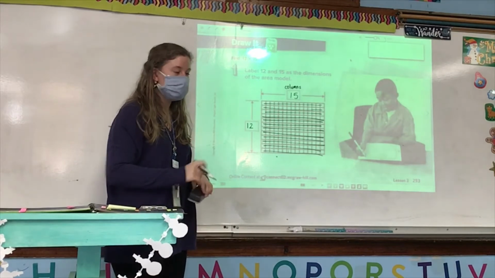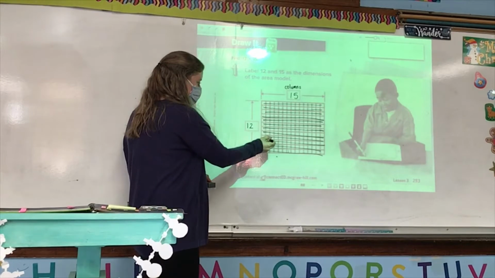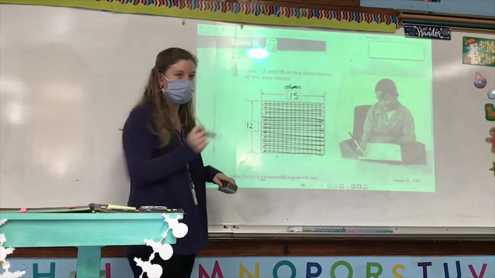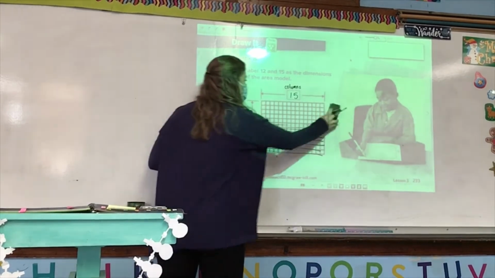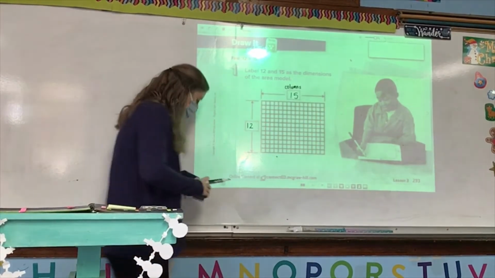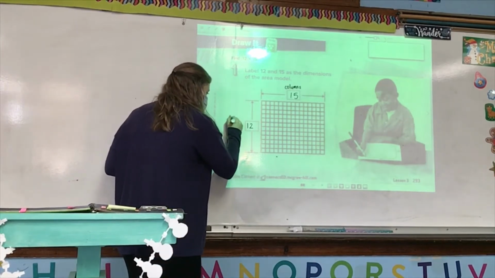Does everybody see how it's quicker to just go 1, 2, 3, 4, 5, 6, 7, 8, 9, 10, 11, 12? But it's the same thing. It means the same thing. It's just quicker to do that. Okay. So that just tells us, oh, and this is rows. Let's label that.